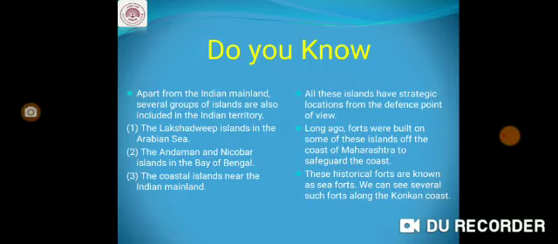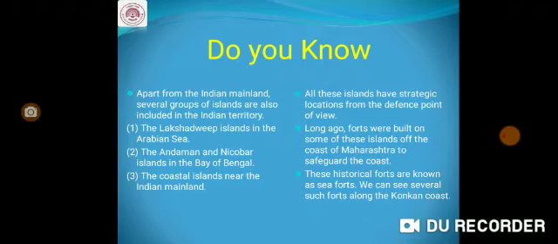Okay, long ago forts were built on some of these islands off the coast of Maharashtra to safeguard the coast, to safeguard the coastal areas, to safeguard the seaways. Okay, these historical forts are known as sea forts. We can see several such forts along the Konkan coast. The example of one of them is a very famous one, which is in Alibag, and the name of the fort is Janjira. Okay, the image of that is given on page number 48 at the end of the page.